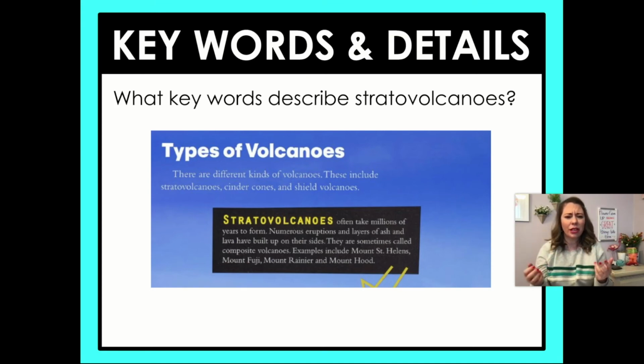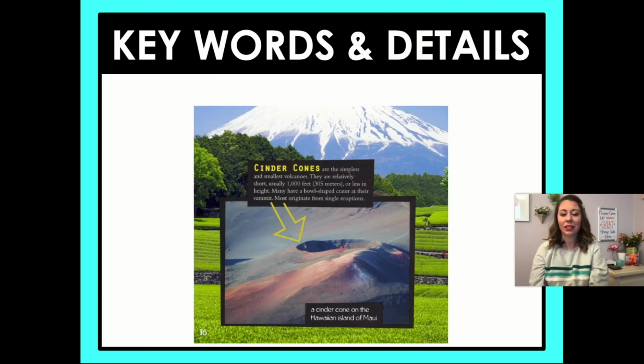And then also you could even include that they are sometimes called composite volcanoes. But again, if you don't know what that word composite is, that's not necessarily going to help you understand what a stratovolcano is. Let's try this again with cinder cones.